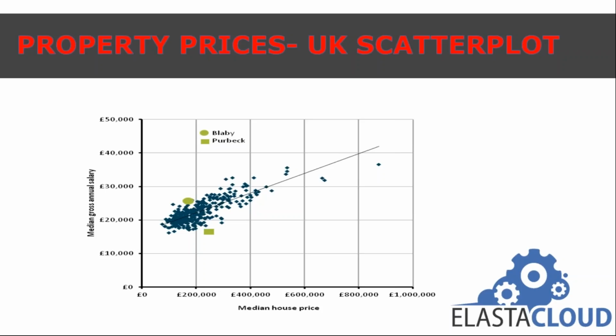Now here's another, again a simple one. Similar data, but this is median house price and median gross annual salary. So you can see the cluster that we've got. And then what we've done here is we've looked at a couple of towns, Blaby and Purbeck, and overlaid those. So you can overlay multiple data sets to look for patterns. Now these are very, very basic ones, but it gives you an idea of new visualizations and what can be used.